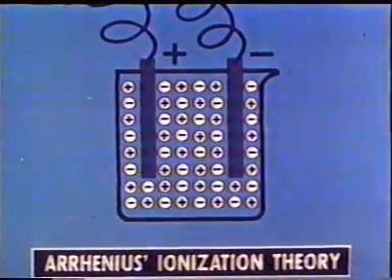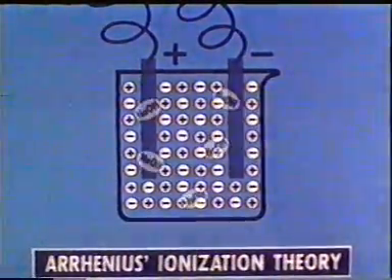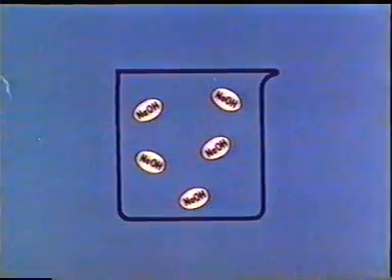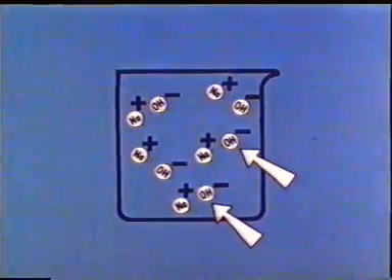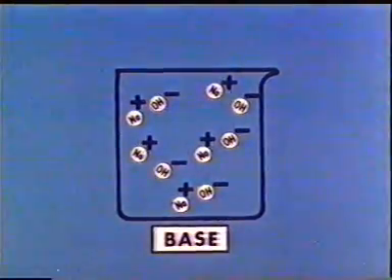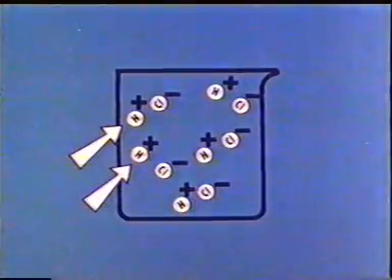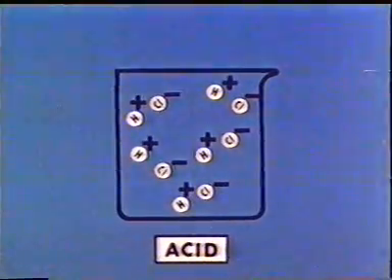In the classical Arrhenius definition, a substance such as sodium hydroxide, which dissociates in water to yield OH, or hydroxyl ions, is a base. A substance such as hydrogen chloride, that dissociates in water to yield hydrogen ions, is an acid. Arrhenius believed that the hydrogen ion could exist free in solution.